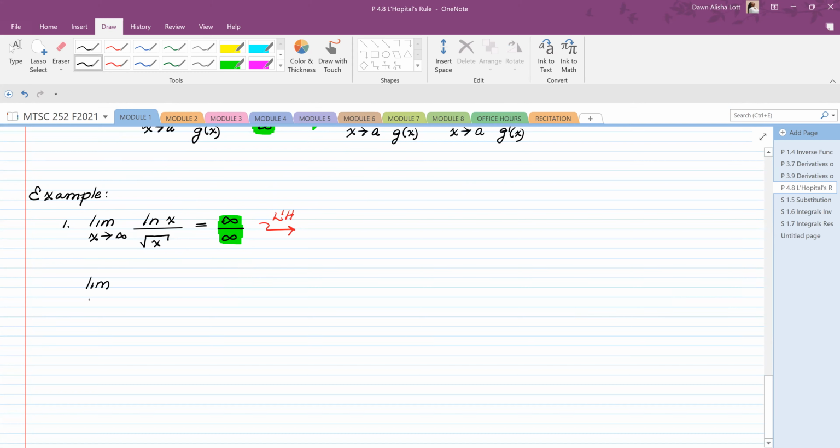The limit as x approaches infinity, the numerator is 1 over x. The derivative of the denominator is 1/2 x to the negative 1/2. Simplify that. That becomes the limit as x approaches infinity of 2 over the square root of x, just by simple algebra. So now when I put in infinity, I get 2 over infinity, but we all know that that's 0.